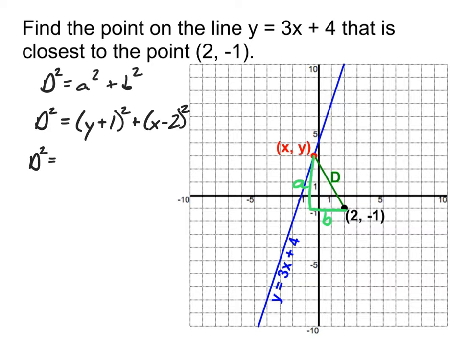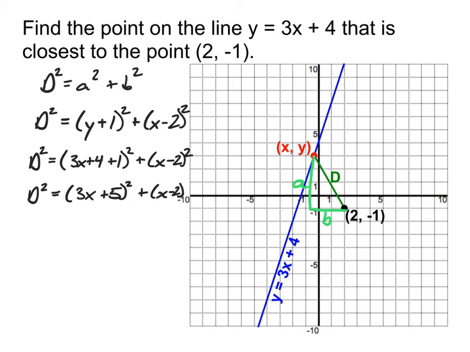So we're going to go d squared equals, but instead of y, it's now going to be 3x plus 4. And that's still plus 1 squared. Everything else is the same here. All right, I can clean up that first parenthesis, right? So d squared then would equal 3x plus 5 squared, and everything else is still the same.